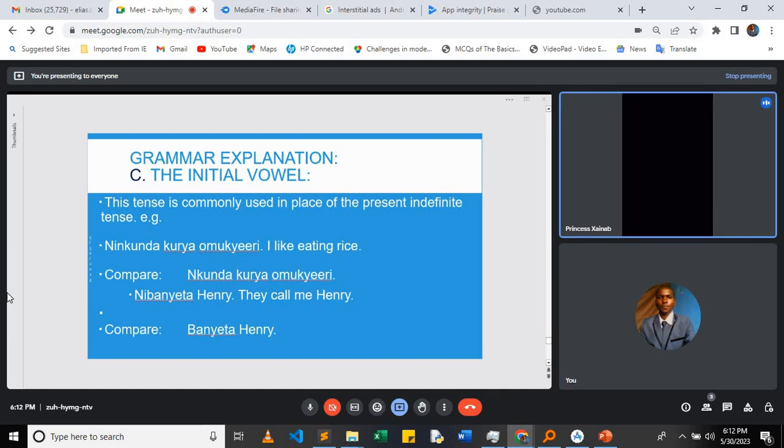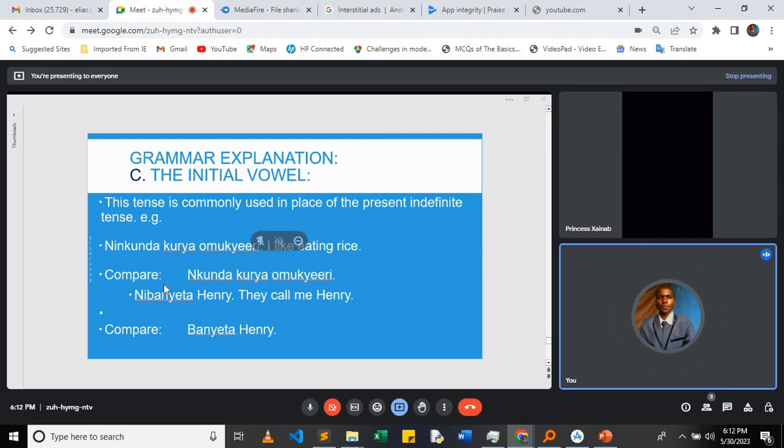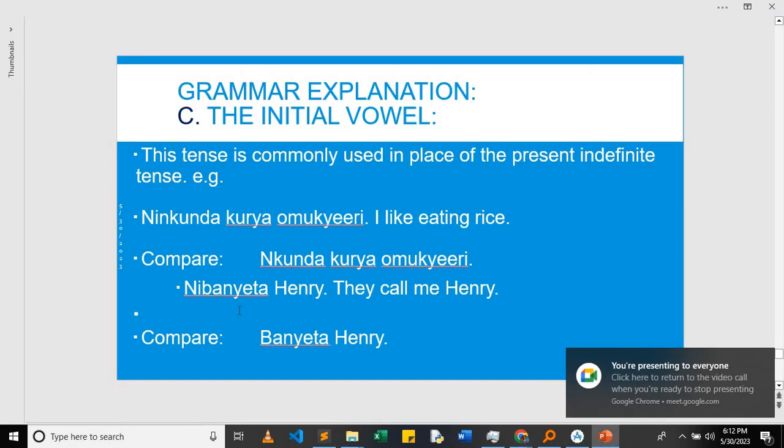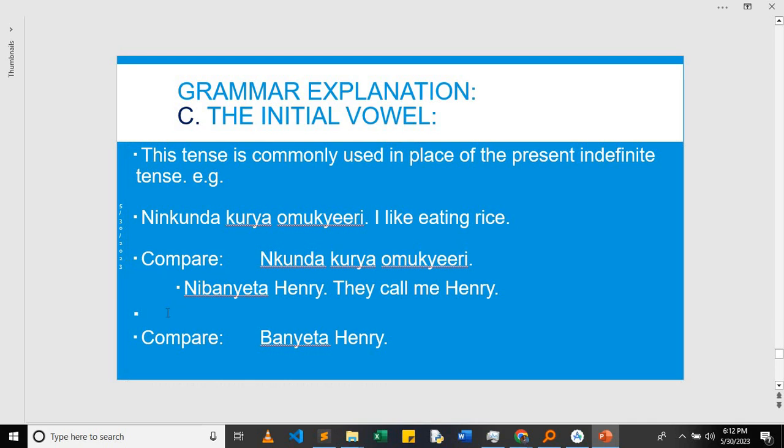Okay, before we go, Mr. Dennis, I want to ask you one thing. Yes, you are free to ask. You told me to tell. To tell is kugamba. Kugambira. Kugamba is to speak. Then kugambira is to tell.